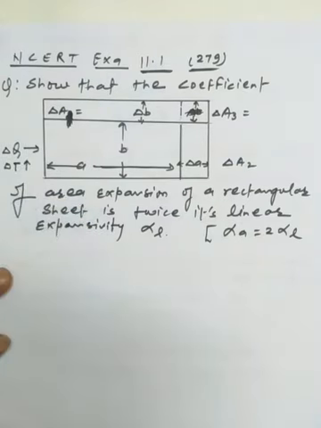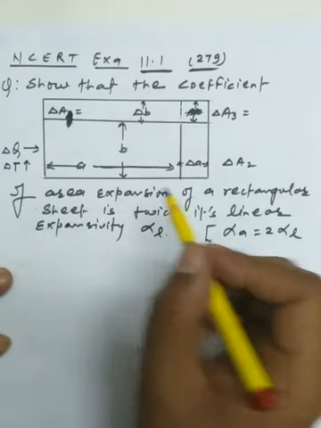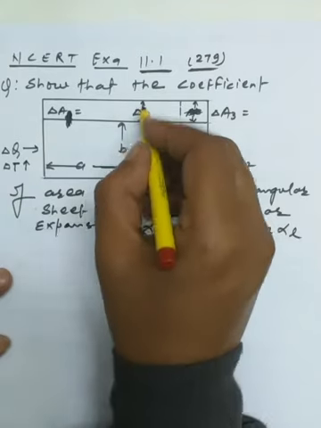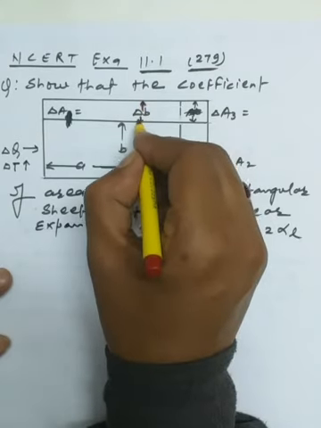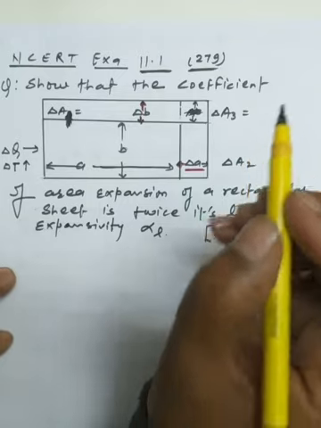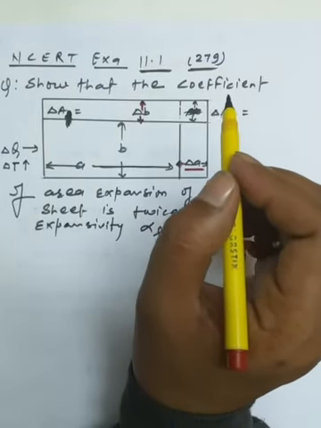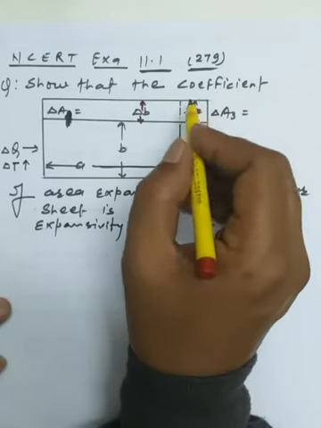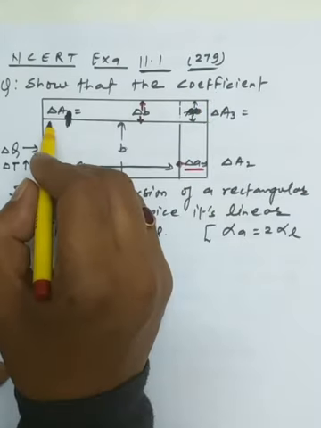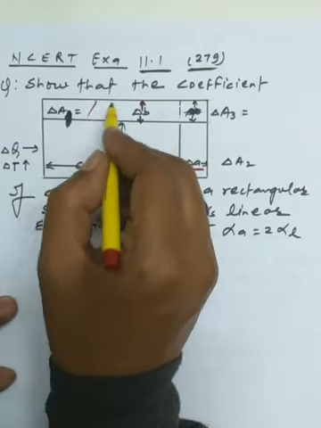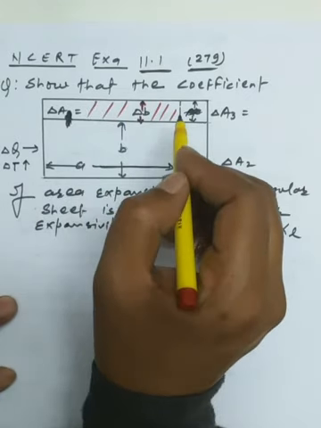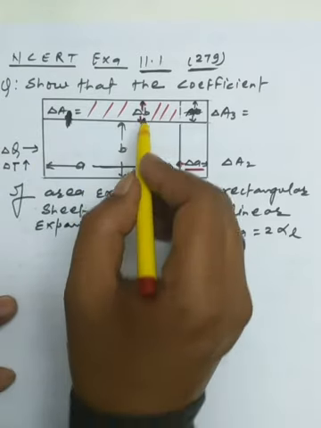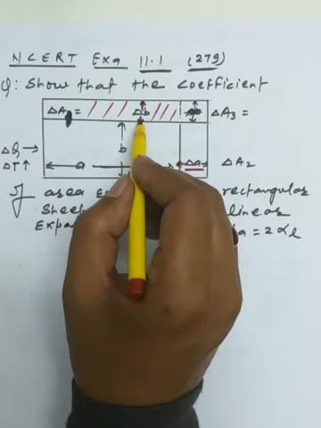So due to the delta T rise, there is an increase in the side, delta A, which is shown in the figure. And here is the expansion in the length B, that is called delta B. So what are the types of areas where we can make the discussion here? Now this is the shaded portion we have, having the length delta A and the breadth delta B.